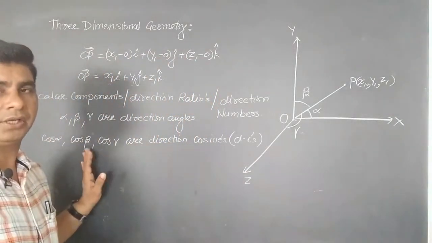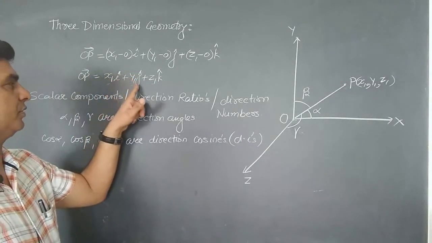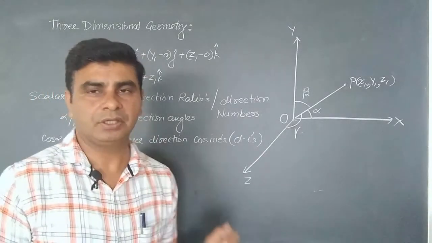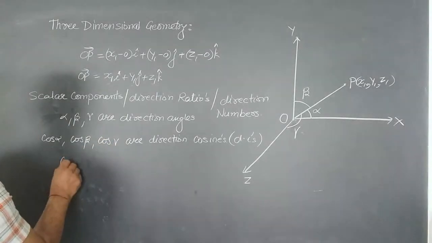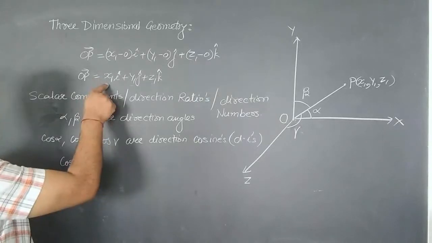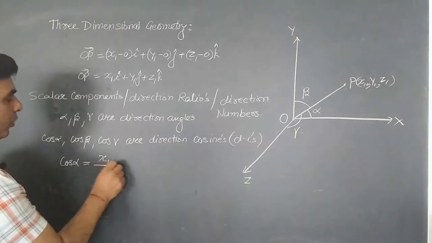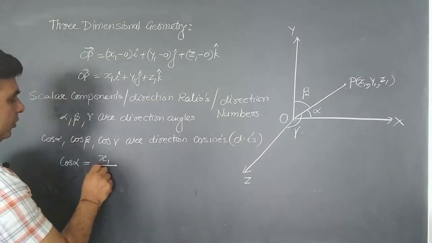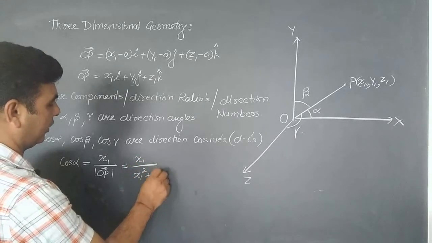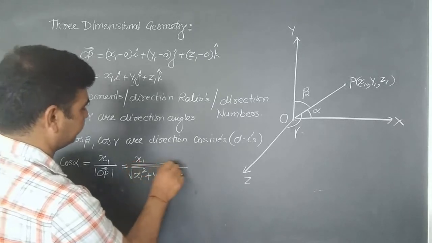And further, if you are given a vector, as this is your OP vector x1 i cap, y1 j cap and z1 k cap, and you want to find the direction cosines of this vector, then this can be obtained through the formula. The direction cosine along the x-axis, which is cos alpha, is given by the scalar component or the direction ratio along the x-axis, which is x1, upon the magnitude of the vector OP. So simply this can be written as x1 over the square root of x1 square plus y1 square plus z1 square. This is your cos alpha.